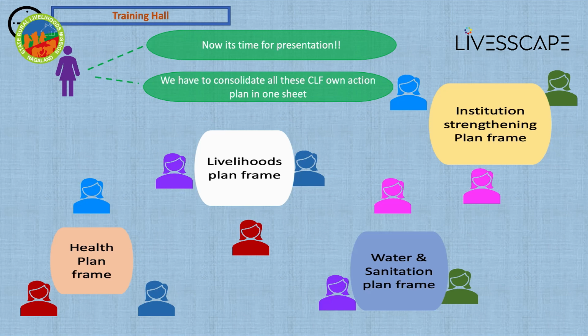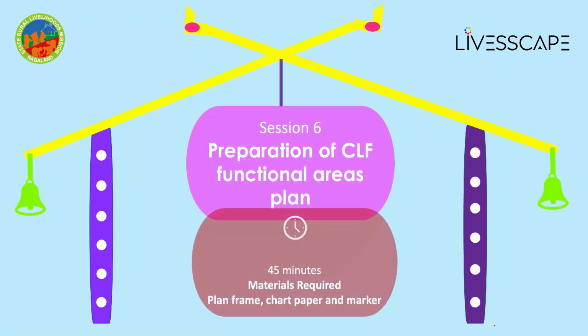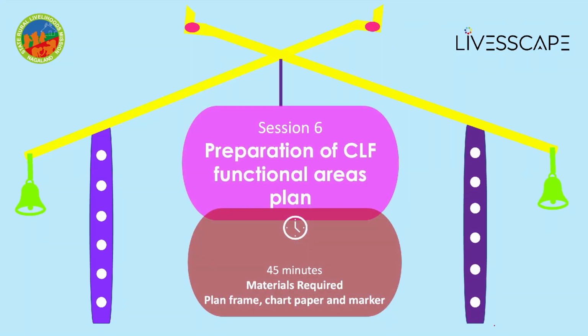Once the presentations are done, each of these thematic activity lists has to be consolidated by the CLF into one sheet, which has been given as part of the CLF annual action planning. This brings us to the 6th session, which deals with the CLF functional areas plan. Again, 45 to 50 minutes would be required for this session. Materials required are the plan framework, chart paper and markers.